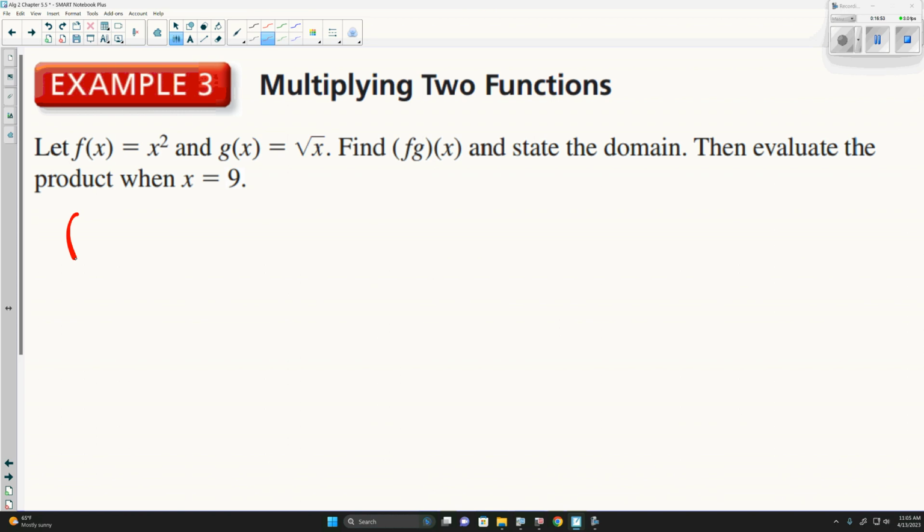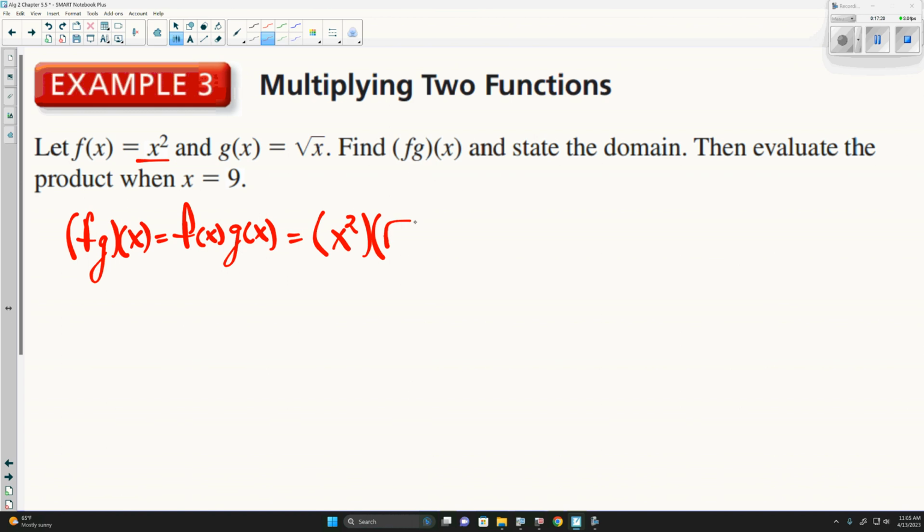Now we're going to look at multiplication, f times g of x. Well, this is the same as saying f of x times g of x. Just like we did before, we can replace f of x with its function, which would be x squared. And g of x is indeed the square root of x. I will take this here.